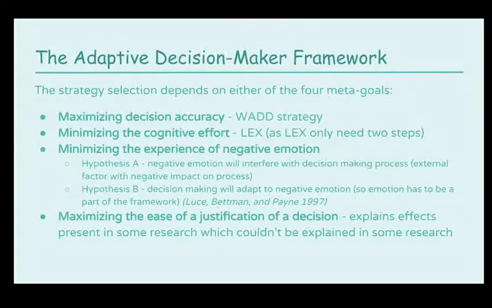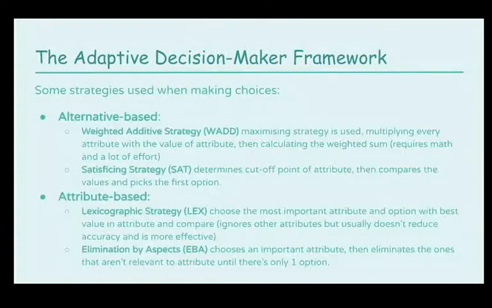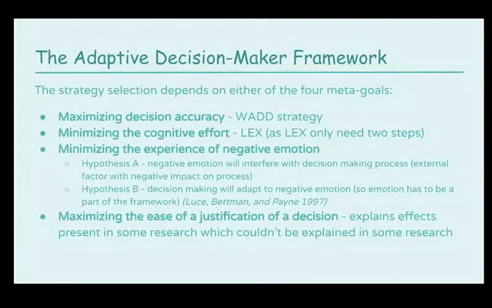So, the motivation behind these strategies when making choices depends on your meta goals. And there are four kinds of meta goals. The first, like I said before, would be maximizing your decision's accuracy, which is only useful when you apply the WADD strategy. The second would be minimizing your cognitive effort. The best for this would be LEX if you're very lazy.